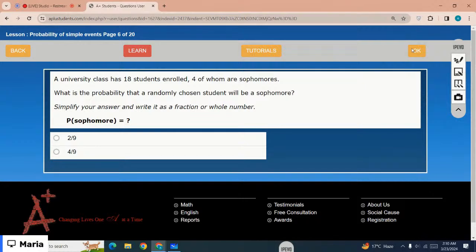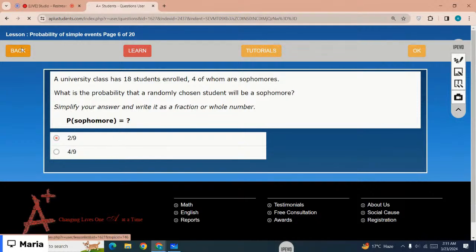A university has 18 students enrolled, 4 of whom are sophomores. What is the probability that a randomly chosen student will be a sophomore? So which is the correct option? Yes, the correct option is 2 out of 9.